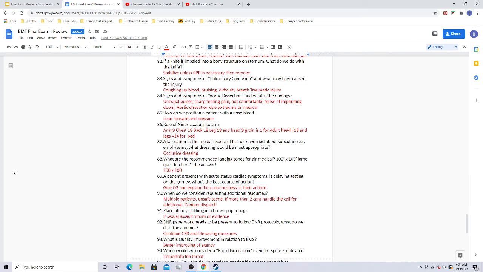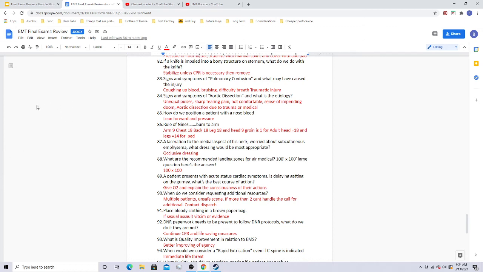Rule of 9s. Burns to an arm. Arms are 9, chest is 18, back is 18, leg is 18, head is 9, groin is 1 for an adult. The head is 18, and the legs are 14 for a pediatric.